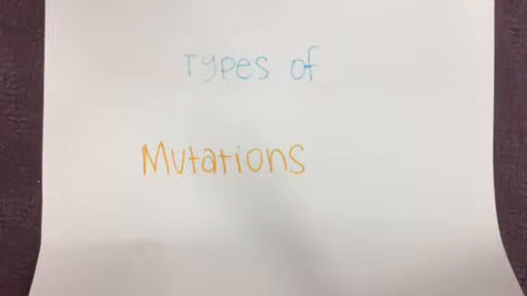A mutation is a change in an organism's DNA. Many types of mutations can occur, but typically mutations that affect a single gene happen during replication, whereas mutations that affect a group of genes or an entire chromosome happen during meiosis.